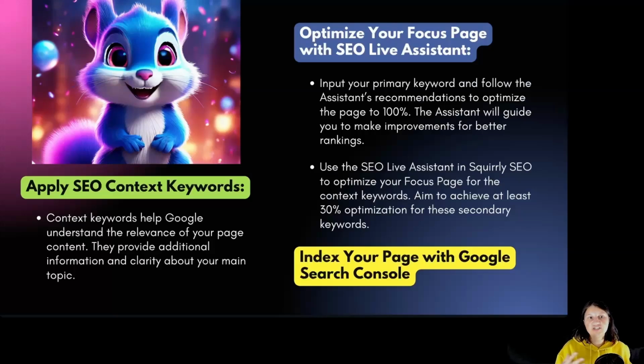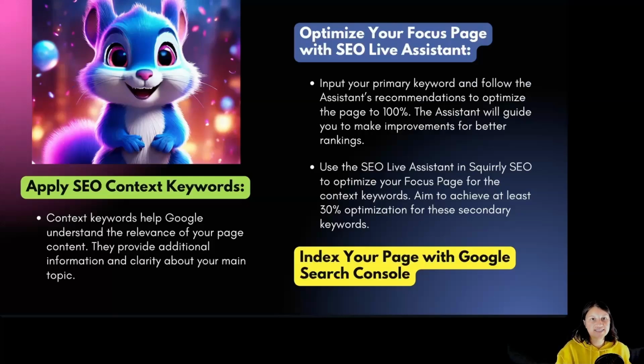Optimize your focus page with SEO Live Assistant. Input your primary keyword and follow the assistant recommendations to optimize the page 100%. The assistant will guide you to make improvements for better rankings. Use the SEO Live Assistant in Squirrly SEO to optimize your focus page for the context keywords. Aim to achieve at least 30% optimization for those secondary keywords. Index your page with Google Search Console.